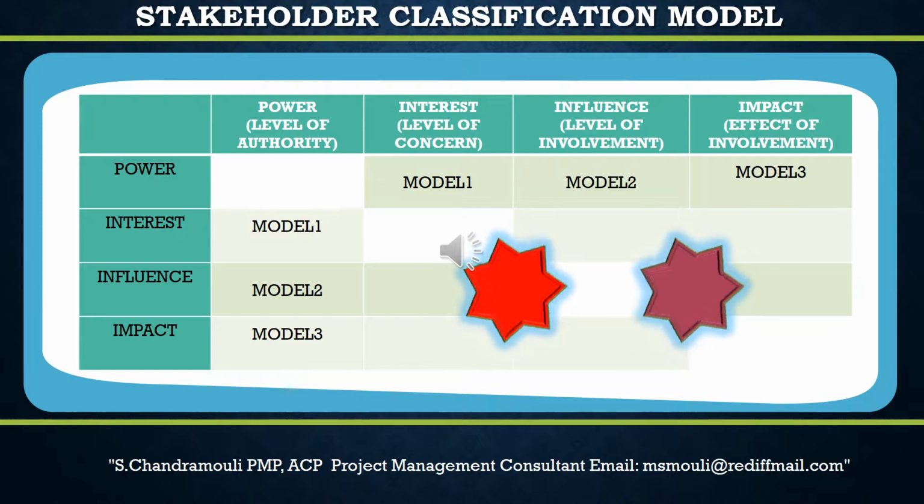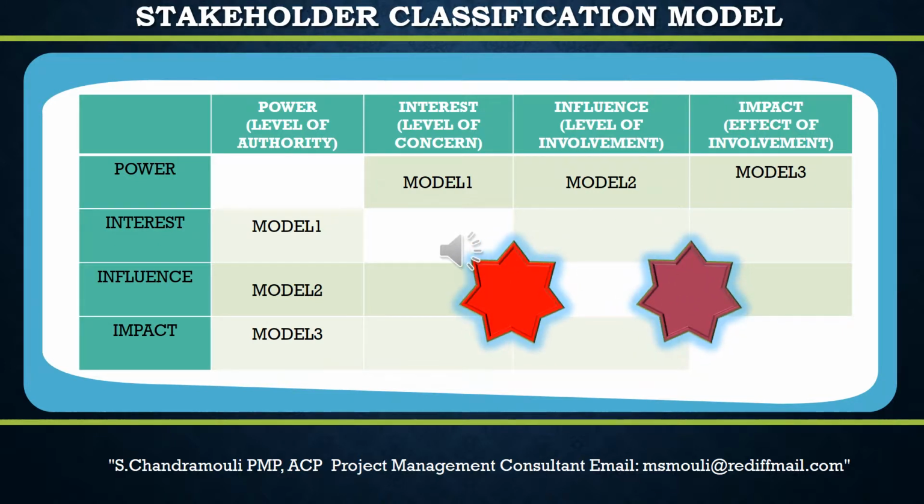Power is the level of authority of the stakeholder. Influence is the level of involvement of the stakeholder. Power and influence grid. Here, stakeholders are grouped according to their power and level of influence on the project or its outcome. In this type of classification, you can give stakeholders the following attributes: high power or low power, high influence or low influence.